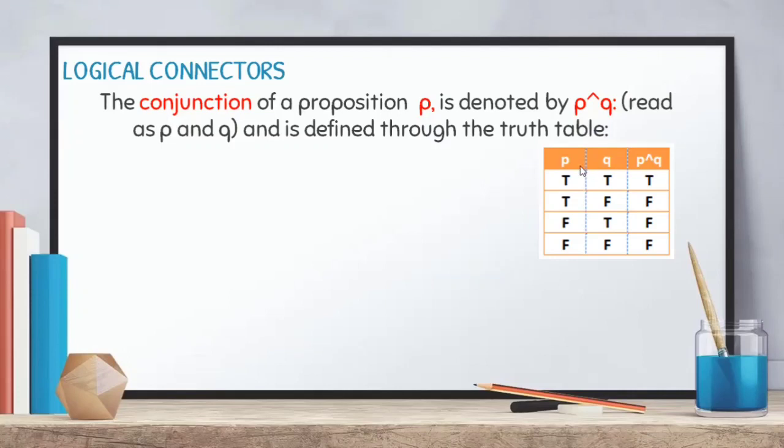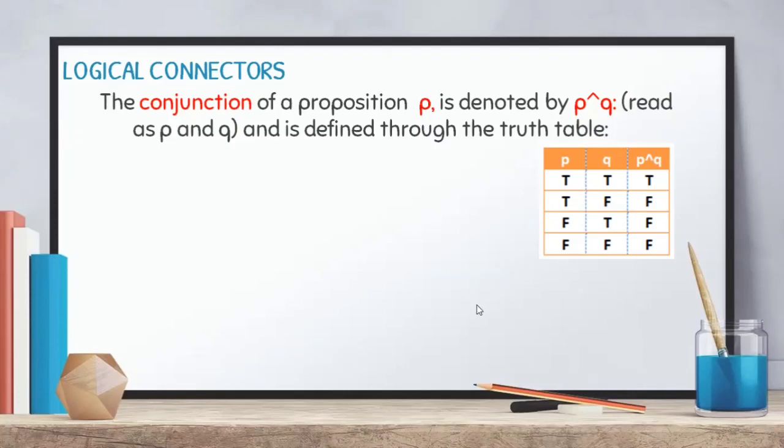So for example, if your proposition P is true and your proposition Q is true, then our P and Q is also true. So same with our propositions P and Q, which are both false. Then our P and Q is also false. Now here in the middle, if either of our propositions P and Q has a false truth value, then it follows that our P and Q is also false. Okay? Any question? All right.